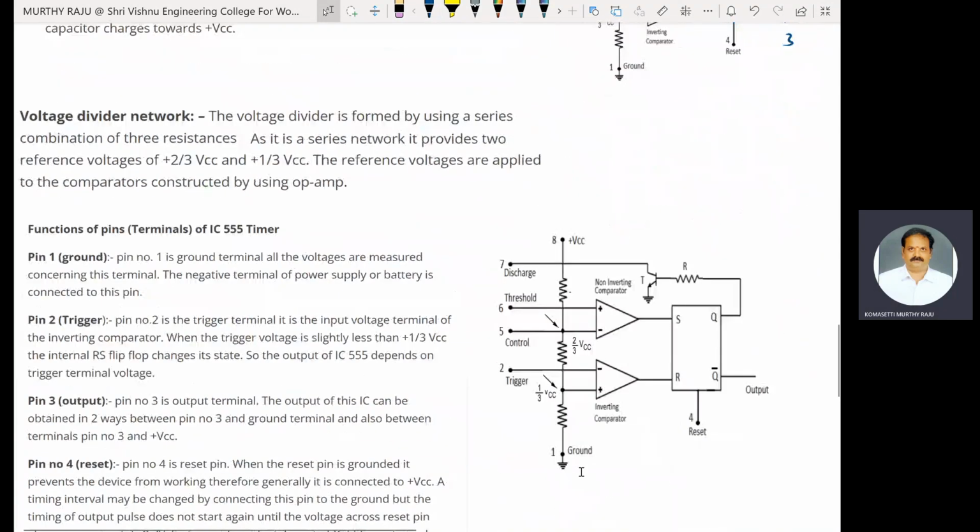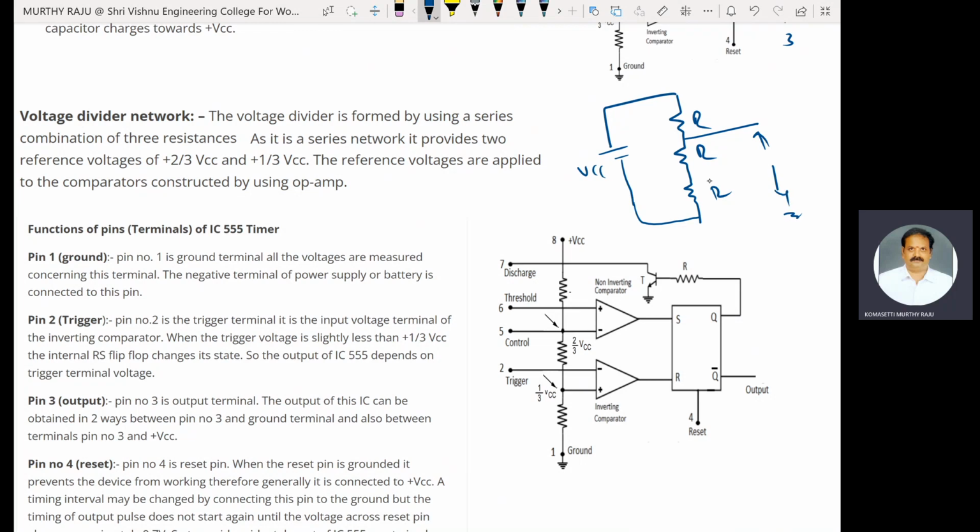Next, the voltage divider. A voltage divider is formed by using a series combination of resistances. This is resistance 1, resistance 2, and resistance 3. This is the voltage divider circuit. A plus VCC is applied here. Find out this voltage with respect to ground and this voltage with respect to ground. This voltage means VCC into R plus R, over 3R, with respect to ground, that is 2R by 3R.